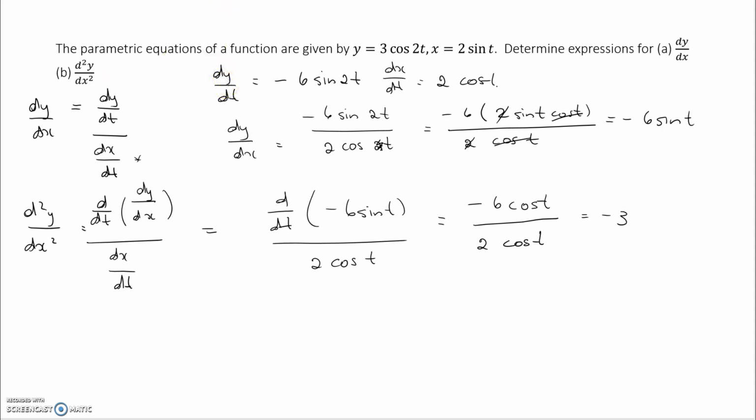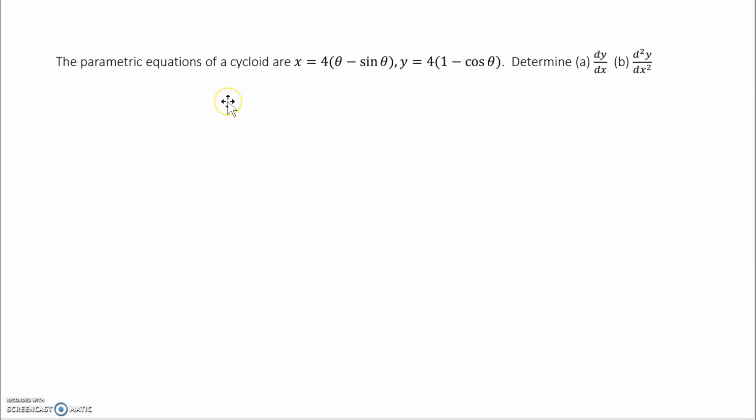The second example is where we've got a little bit more complicated function, but the process is exactly the same, and the fact that it traces out a cycloid doesn't really matter at all. So first up, we'd need to find dx by d theta, which I won't do all the steps, but it would be 4 times 1 minus cos theta, and dy by d theta, again I won't do all the steps, but it would be 4 sine theta.